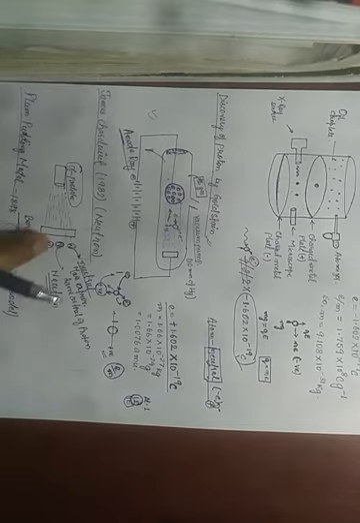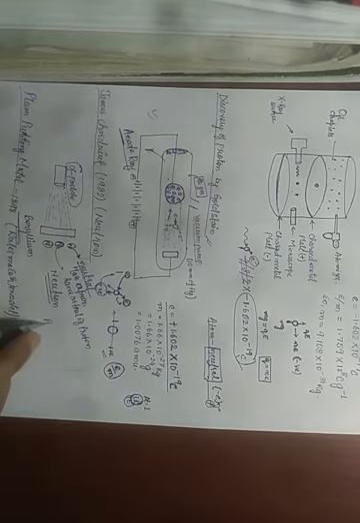Regarding the discovery of neutron, James Chadwick bombarded thin sheets of beryllium with alpha particles, and a neutral particle having a mass slightly greater than that of the proton was emitted. We can take one equation also: beryllium 9 4 plus helium 4 2 gives carbon 12 6 plus 1 0 neutron. So this was the equation for the discovery of neutron.